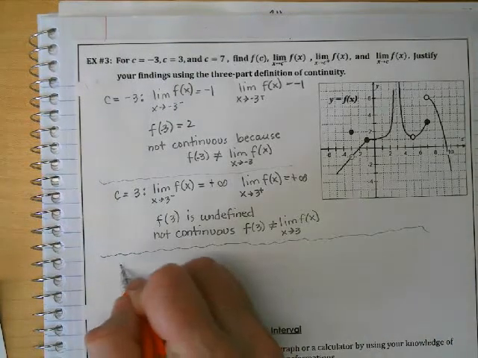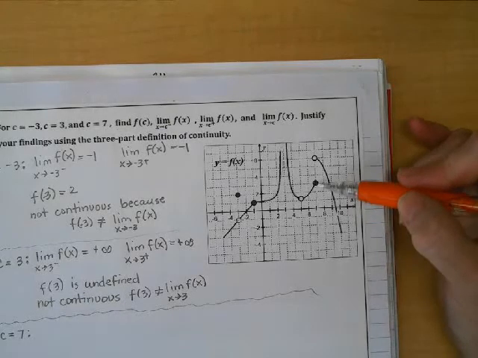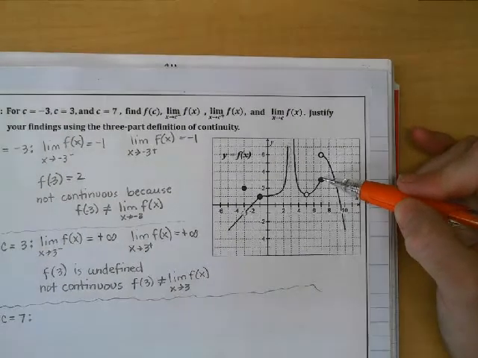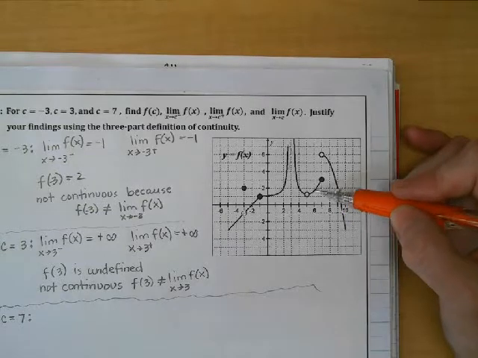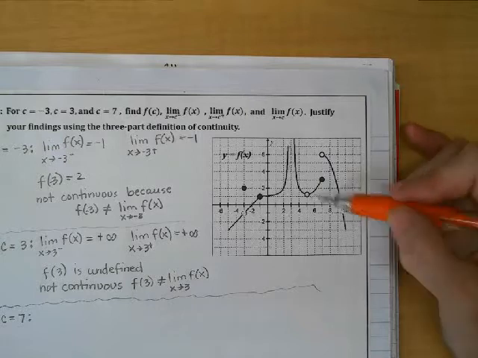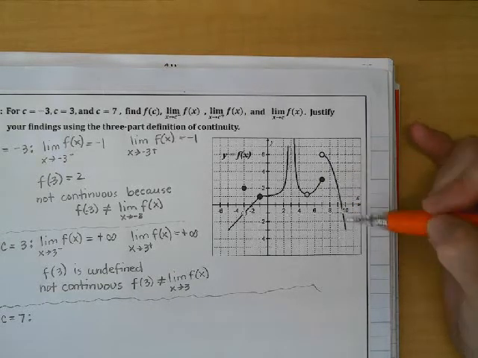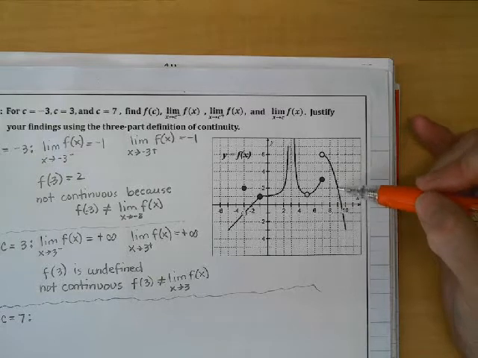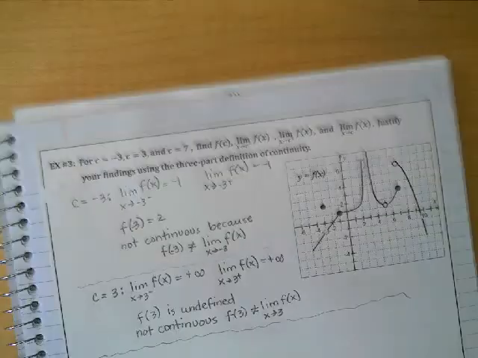Okay, let's look at c equals 7. What's happening there? Well, f of 7 exists, and it's a number. It's 3. As we're coming from the left, it's 3. As we're coming from the right, it's different, so we know the limit does not exist.